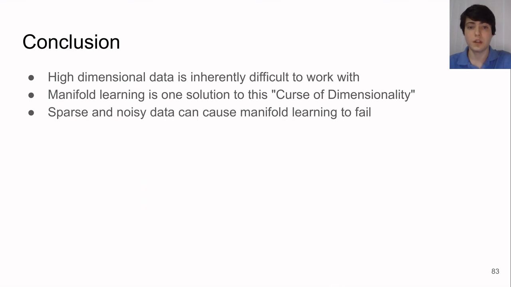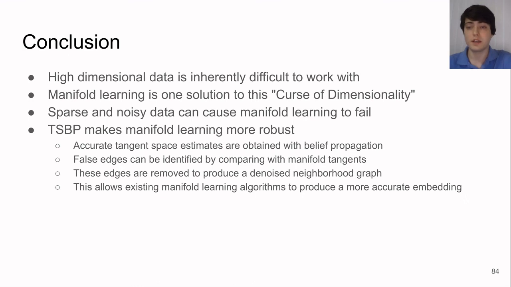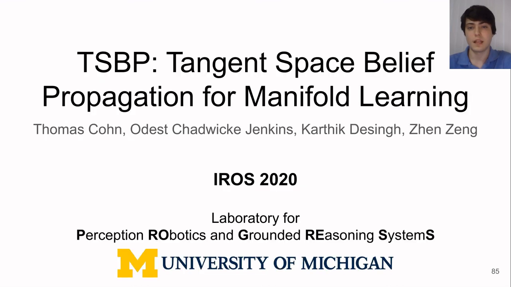So, to conclude, I've discussed how high-dimensional data is inherently difficult to work with, and brought forward manifold learning as one solution to this so-called curse of dimensionality. I've also described how sparse and noisy data can cause manifold learning to fail, and presented our algorithm, TSBP. It makes manifold learning more robust by accurately estimating the tangent space at each point, and using these tangents to identify false edges. After removing false edges, a denoised neighborhood graph is forwarded to a manifold learning algorithm, producing a much more accurate embedding. Thank you for your time.